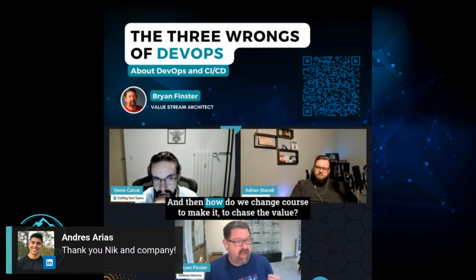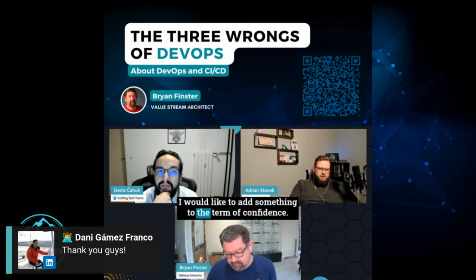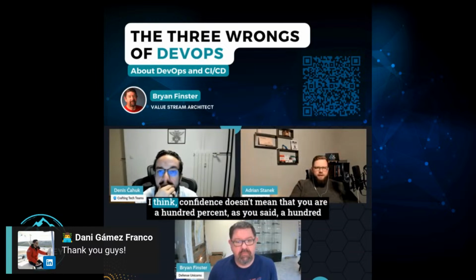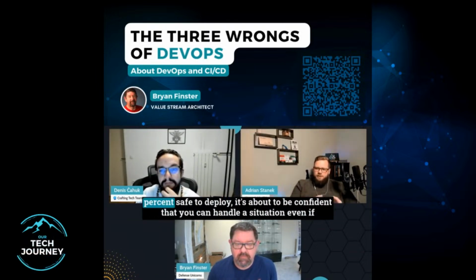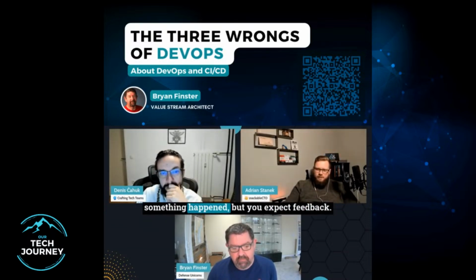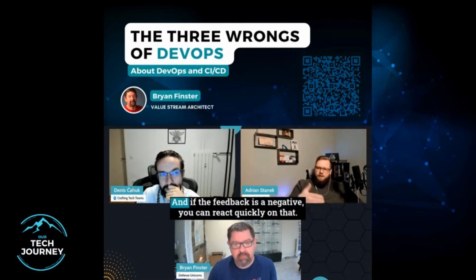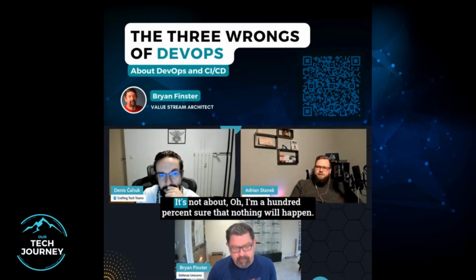And then how do we change course to chase the value instead of just assuming value? I would like to add something to the term of confidence. Confidence doesn't mean that you are 100% safe to deploy. It's about being confident that you can handle a situation even if something happens. What you definitely get is feedback, and if the feedback is negative, you can react quickly. So this is confidence.